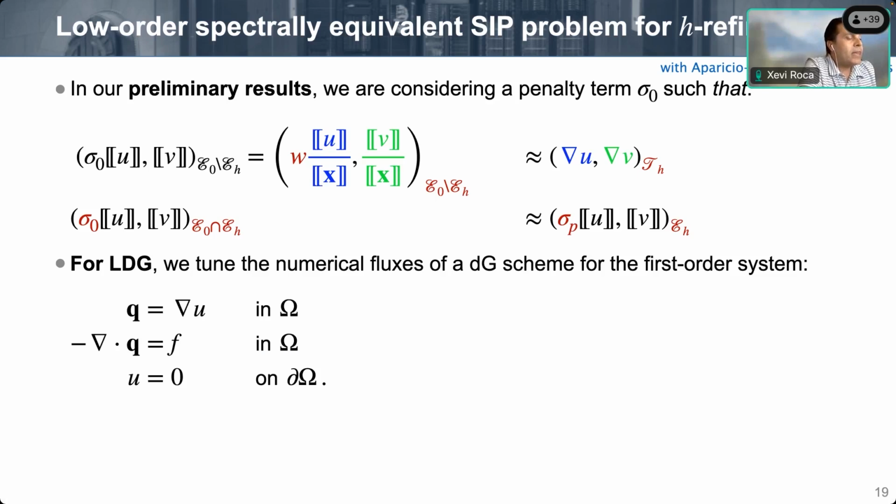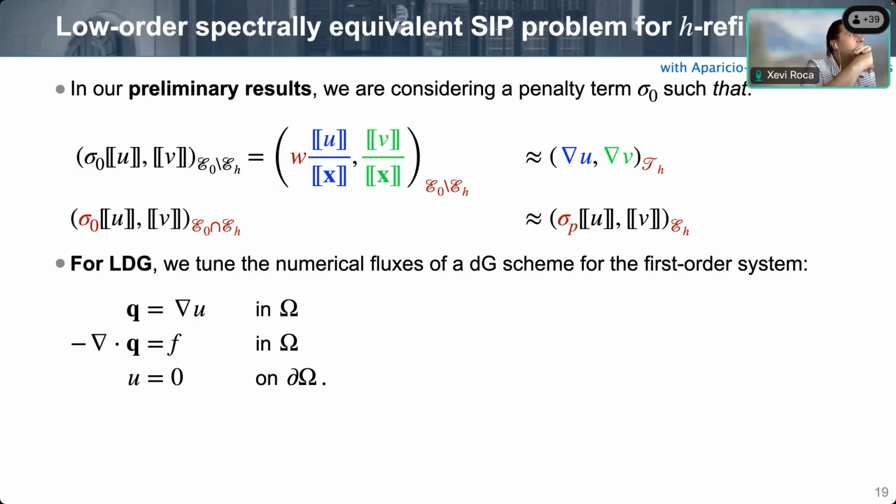Okay, this is for symmetric interior penalty, and there are some similarities with the work of Pazner, Zanotti, and Dorman, but we were interested also in LDG, and here the difference is that we will need to do something similar with the numerical fluxes that appear in the DG formulation.